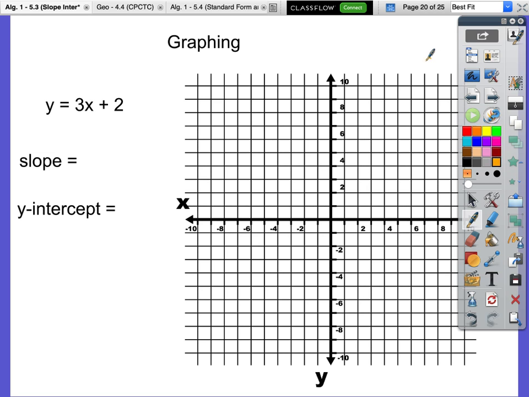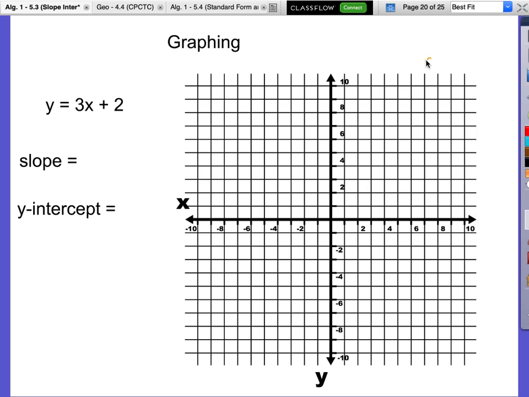Okay, so y equals 3x plus 2. What's our slope of this equation? 2. Oh, 3. How do you know it's 3? Because it's the coefficient of x. Okay, hey, first of all, I want you to write this down, please. Write this down and sketch a graph.